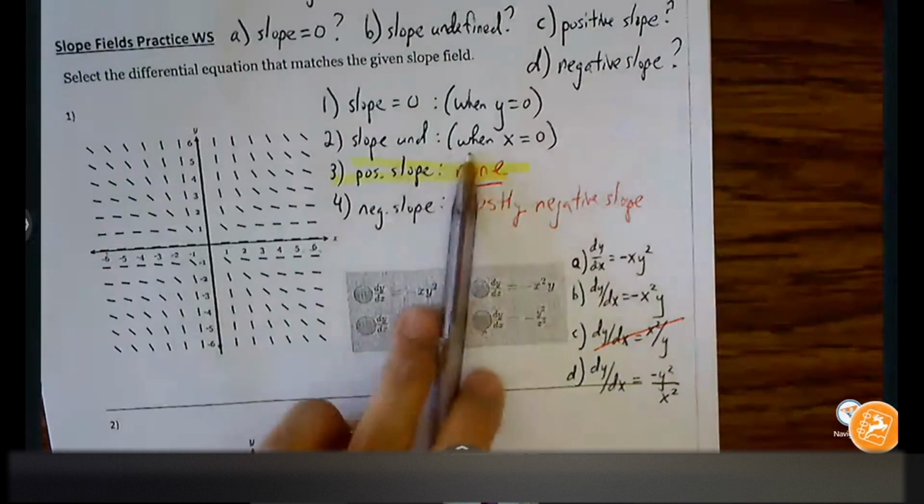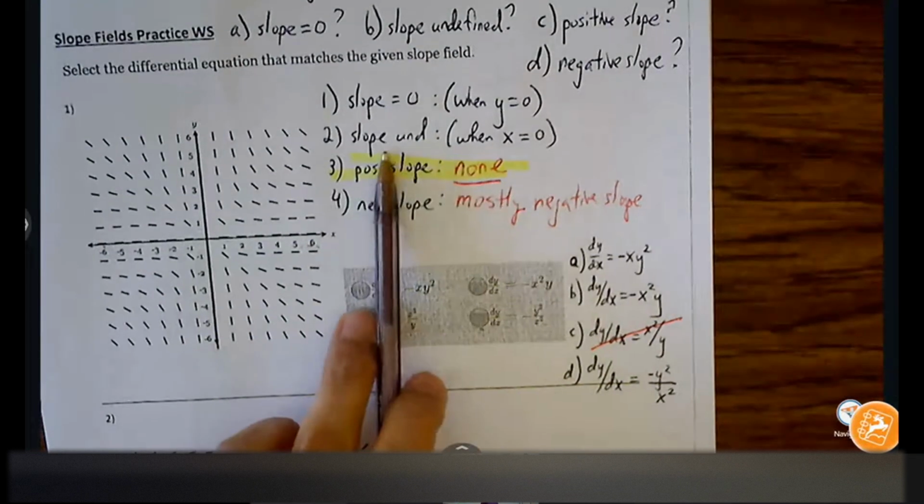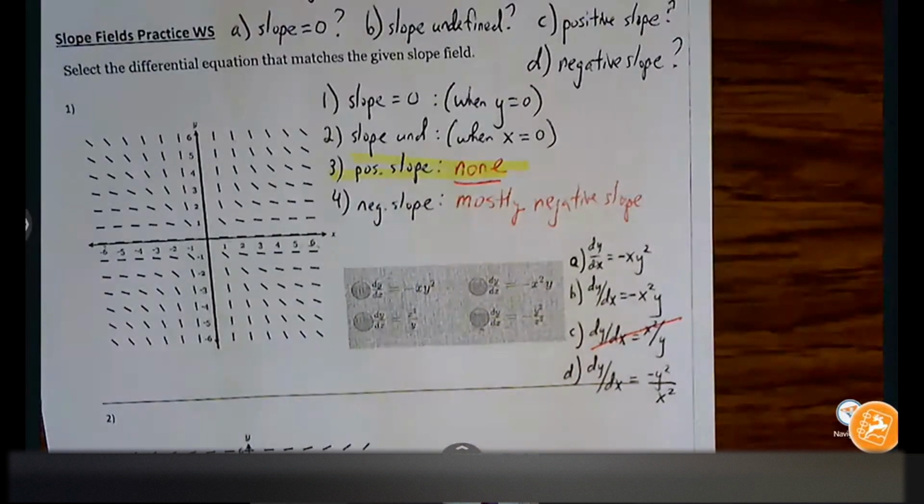Second one here: when x equals 0, I should be getting slope undefined. When x equals 0, I should be getting slope undefined. Which one can we eliminate?